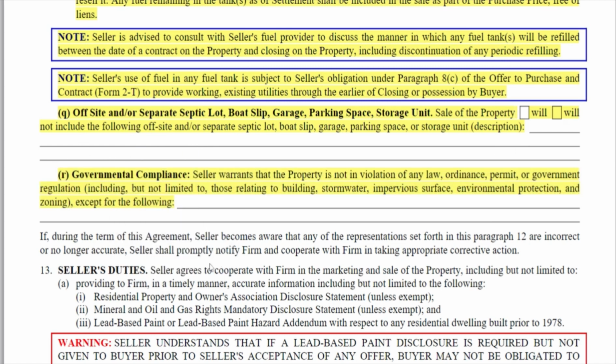In governmental compliance, the seller warrants that the property is not in violation of any law, ordinance, permit, or governmental regulations, including but not limited to those relating to building, storm water, impervious surface, environmental protection, and zoning, except for the following. So this is what we would need to list here if there is any such thing to be listed.